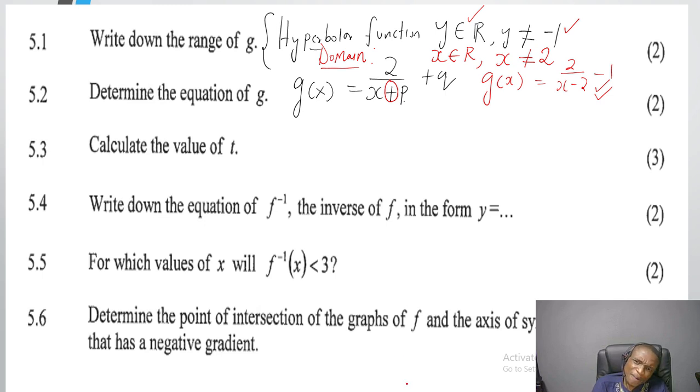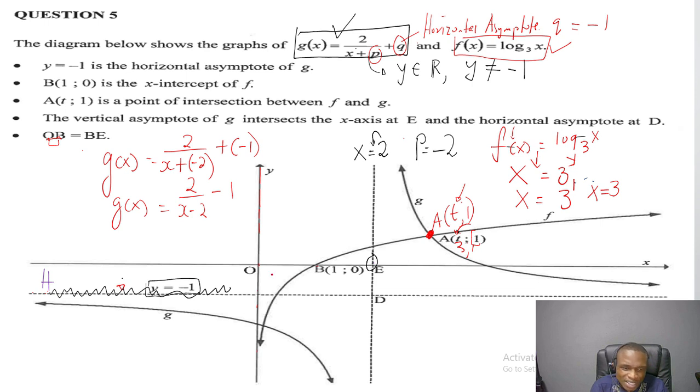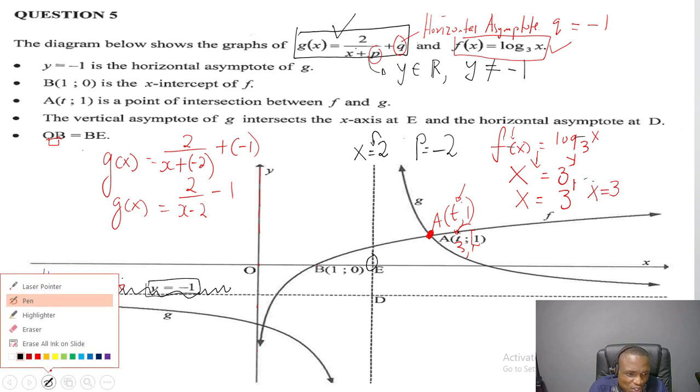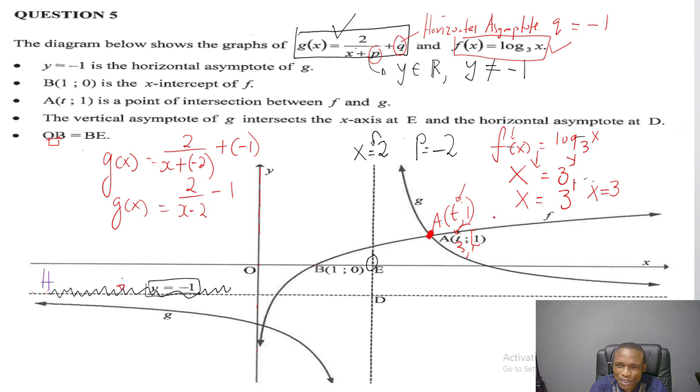So let me sketch the function, let me visualize the inverse function in terms of a graph. I want it in terms of a graph. How will it look on the graph? The inverse of a function. Remember, this is the function f. This one here, let me erase everything.